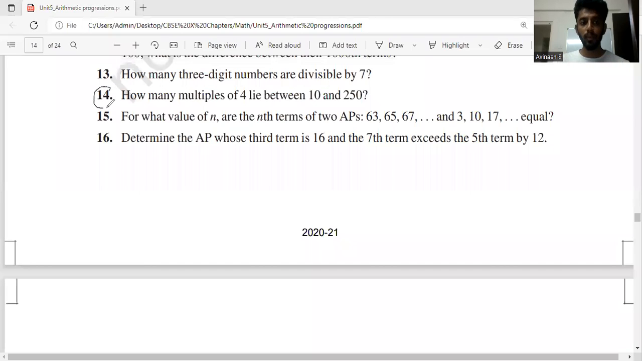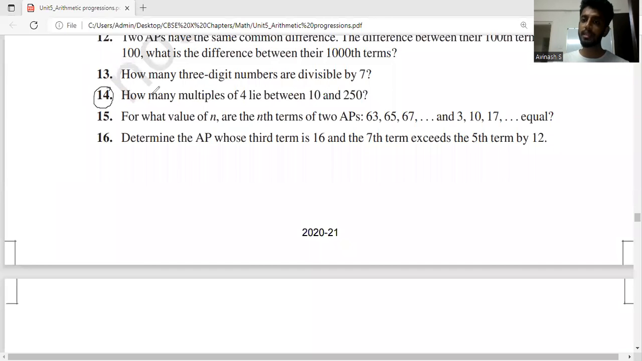When it comes to the 14th question, it's quite easier than the previous question because here they have asked for multiples of 4. The range that they have given is from 10 until 250. Within this range, what are the numbers that are divisible by 4? We know after 10, the first number that is divisible by 4 is 12. And then the next number is 16, and then 20, and so on.